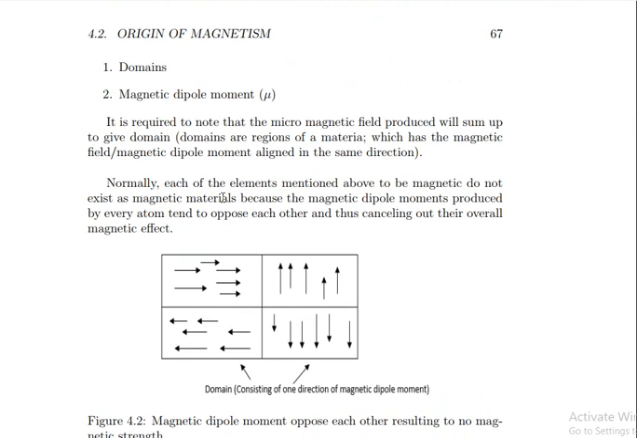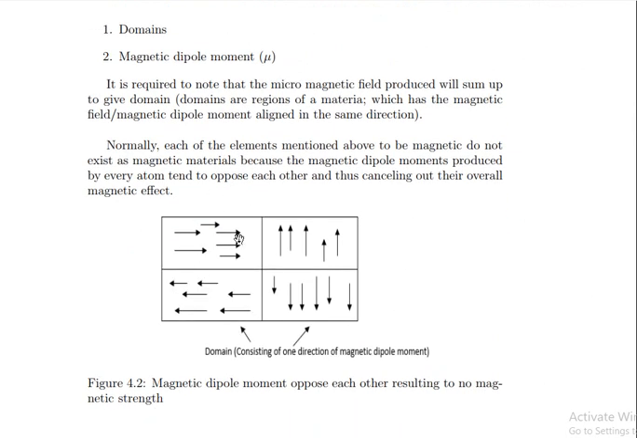So now let's visualize the case of domains. In normal metals, you have different domains. The atoms here have different domains. The domains are regions of material which contain electrons moving in the same direction. So this domain here is going to have a magnetic dipole moment in the same direction. Electrons move here and produce a magnetic dipole moment.